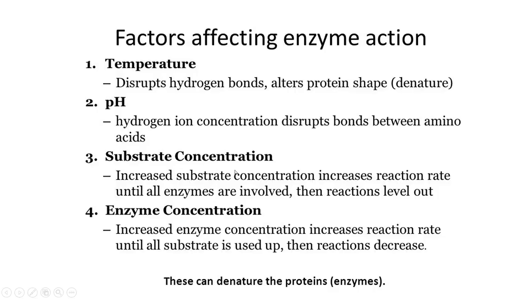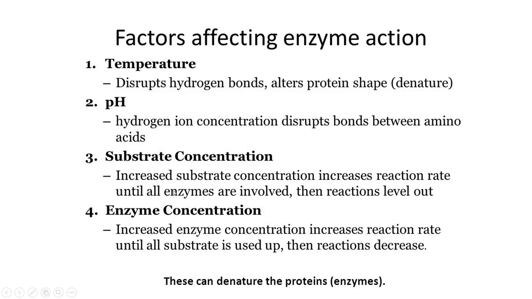And we're very familiar with some of the factors like temperature, pH, substrate concentration, and enzyme concentration. So when there is an increase in temperature, the hydrogen bonds will be disrupted, which would be releasing the three-dimensional conformation of the protein, particularly in our example, the enzyme. Extreme pH, hydrogen ions will also disrupt bonds between amino acids, substrate concentration.